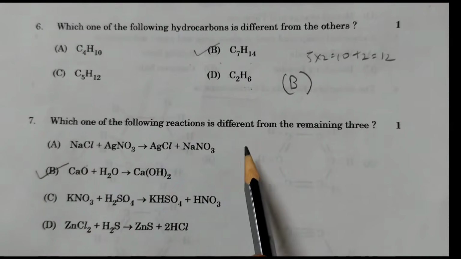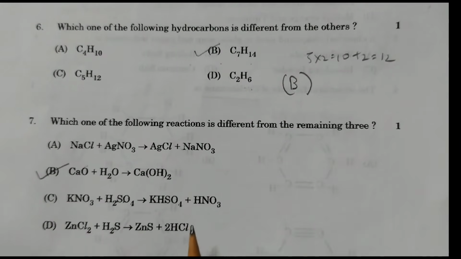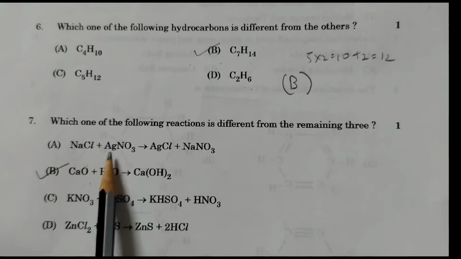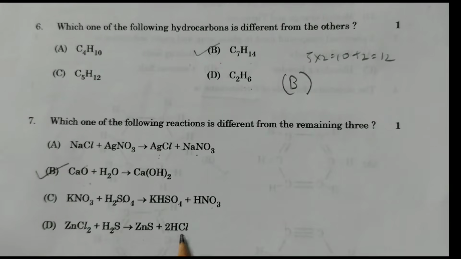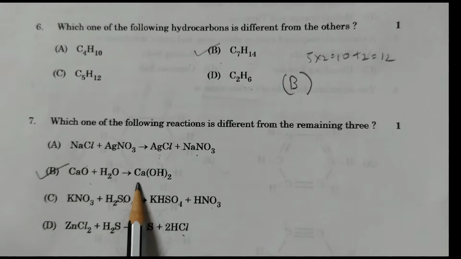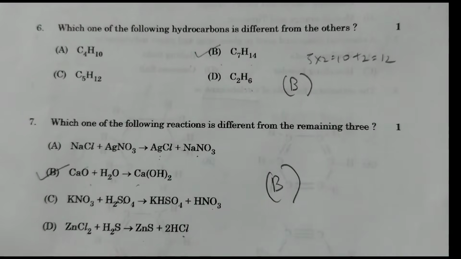Which one of the following reactions is different from the remaining 3? Now we see which is different. This one is different because here, if you see, there are 2 products, 2 products, 2 products. That means these are displacement reactions. Whereas here we have one single product, which is a combination reaction. So the correct option is option B.